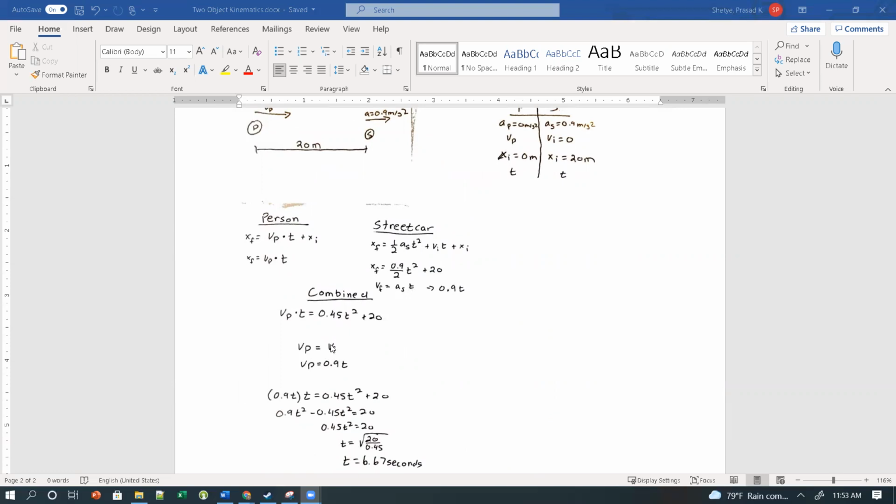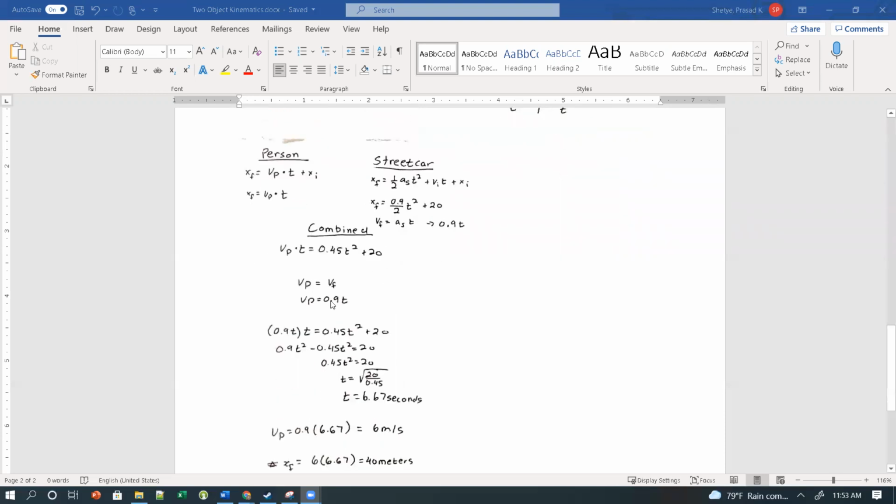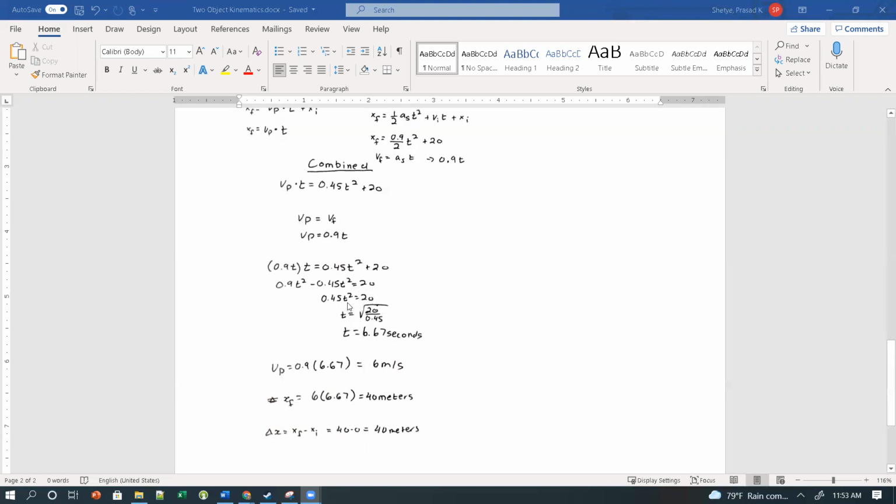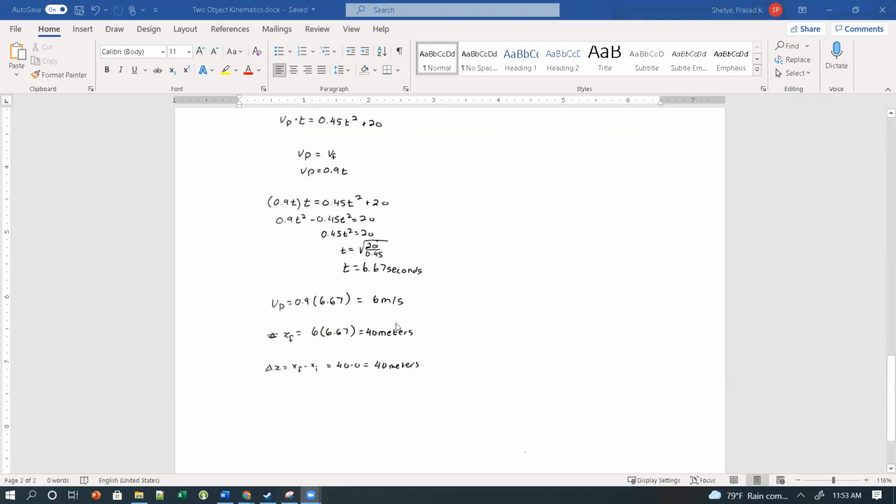Now, we can look back to this equation and see that if we substitute the velocity of the person for 0.9 t, we're left with 1 variable. And when we're left with 1 variable, we can solve the equation. So if we plug this in, we get 0.9 t multiplied by time equals 0.45 t squared plus 20. So now if we try to solve for t, we can multiply the t inside, which is 0.9 t squared, bring the 0.45 t squared to the left, and keep the 20 on the right. That leaves us with 0.45 t squared equals 20, and then t equals 6.67 seconds.